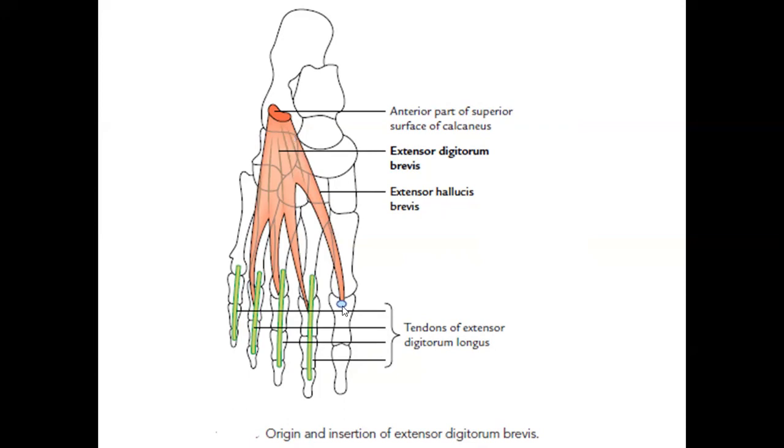क्या काम होगा? यहाँ जाएगा, so it extends the metatarsophalangeal joint of the great toe. The other three tendons, metatarsophalangeal joints को भी करेंगे, because they are inserted into this tendon. इनके through they will also have action. Sorry, other three extend करते हैं, ये क्या करेंगे? ये इसको भी करेंगे और interphalangeal joints को भी extend करेंगे.